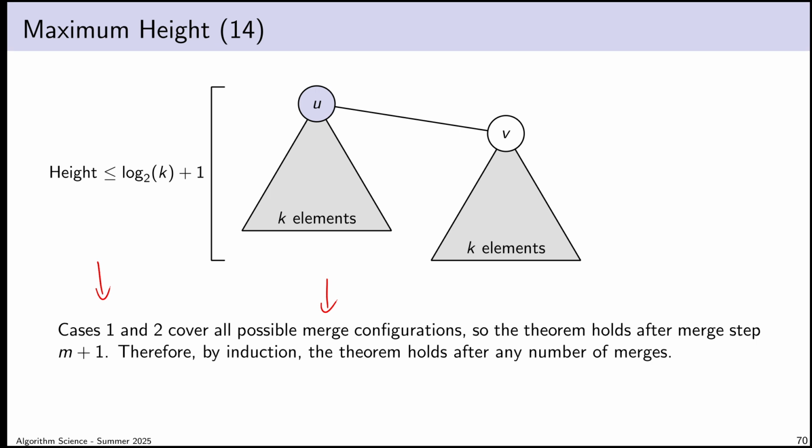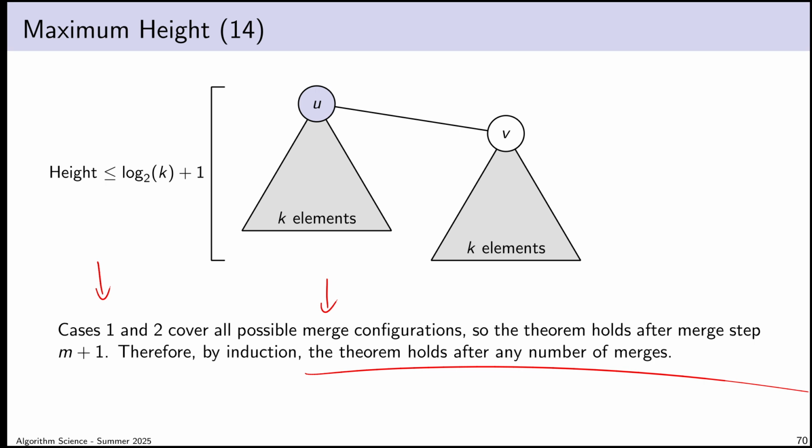There is no way a merge could occur that doesn't fall into one of cases 1 or 2, unless it's a trivial merge that falls into case 0, which we already showed would still be fine. So we've shown that after n plus 1 merges, everything's still good and the theorem still holds, and therefore by induction, the theorem holds for any number of merges.